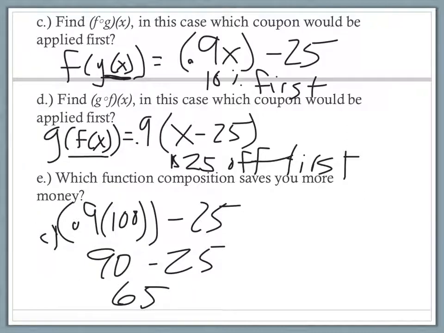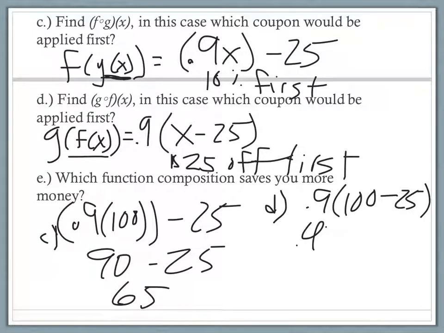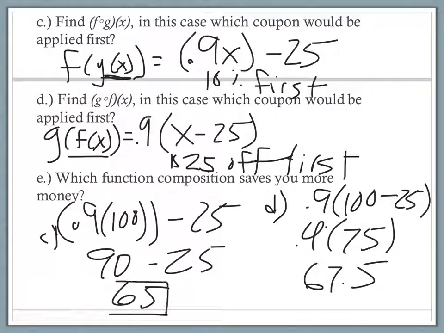Now let's do D next. We're going to do our 0.9, and then let's say our bill was $100 minus 25. That ends up being 0.9 times 75, which is 67.5. So which one is going to save us more money? We're either going to spend $65 or $67.50. I would rather do the first option, which is the one that does the 10% first.